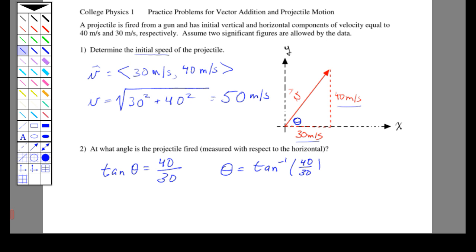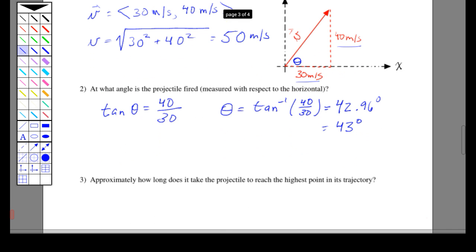And remember, when you do this, keep your calculator in degrees so your answer is in degrees. If it's in radians, your answer will be in radians. My calculator was in degrees, and I calculated this angle to be 42.96 degrees. And to two significant figures, that's 43 degrees. All right, that's question number 2.